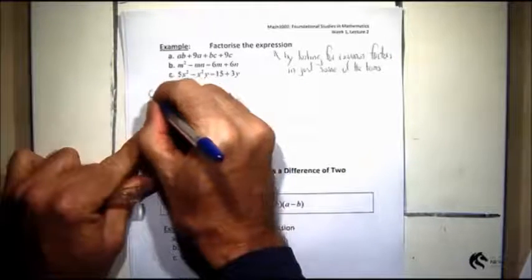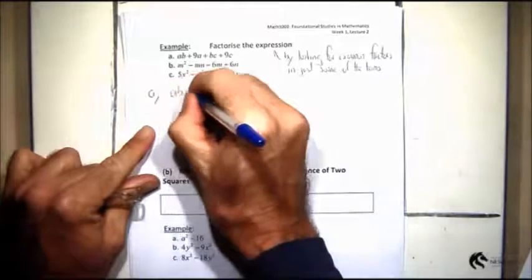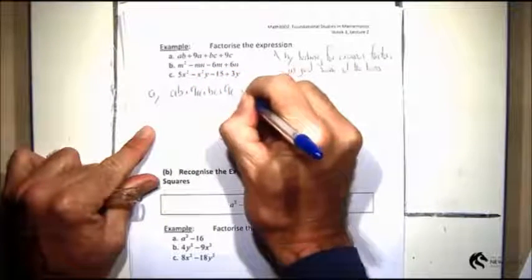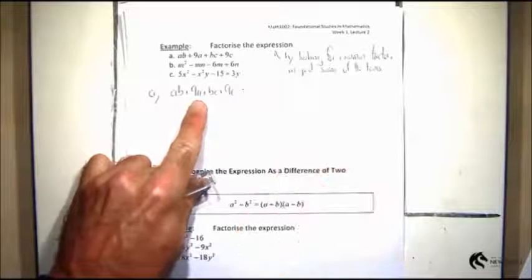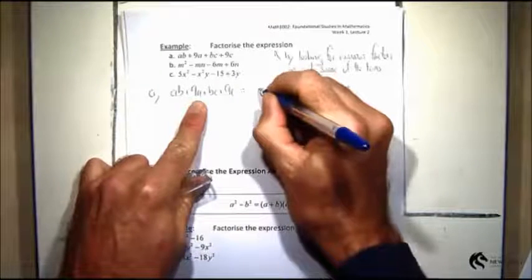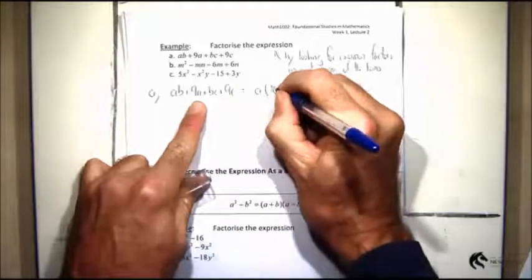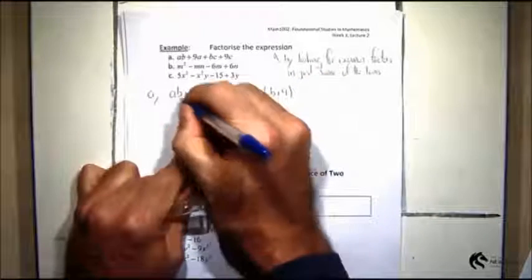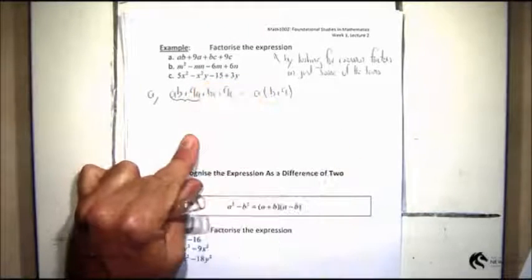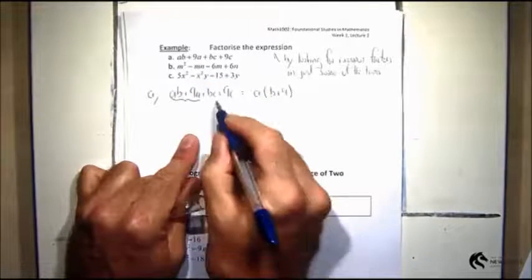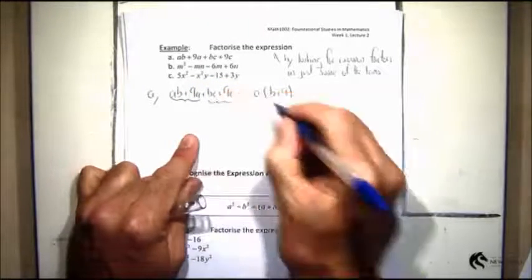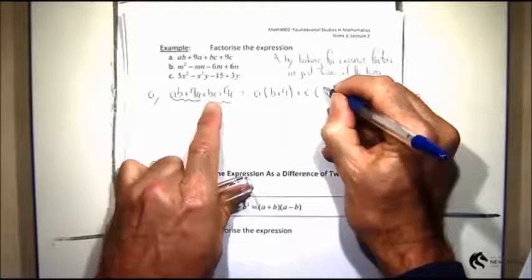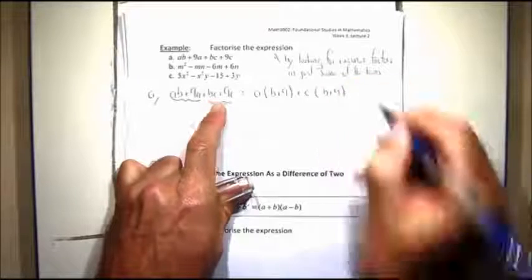So let's go here. In A, I've got ab plus 9a plus bc plus 9c. Now in the first 2 terms, I can see a is common. So I'm going to take that out. So I'll go a, and that will leave me with b plus 9. So that was from those 2 terms. Now look at the remaining 2 terms, and I see c is common. So I'll take c out and I'll have b plus 9.